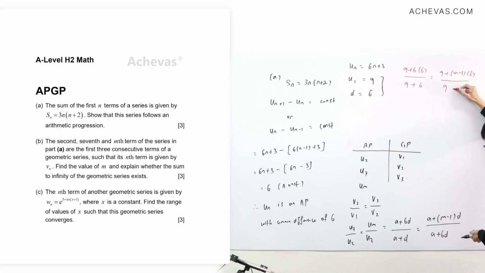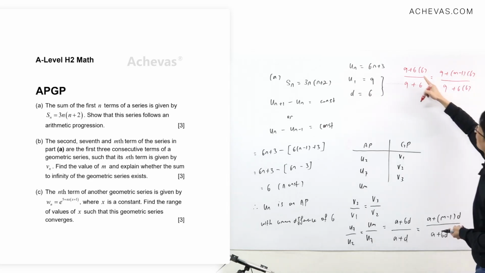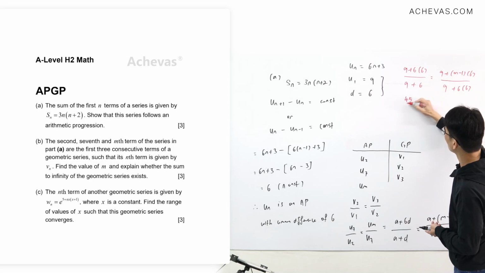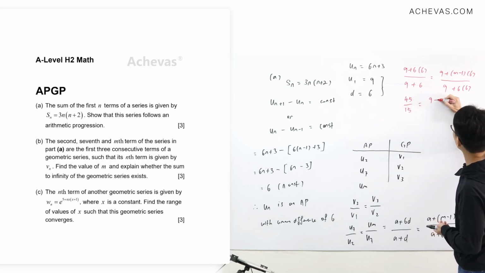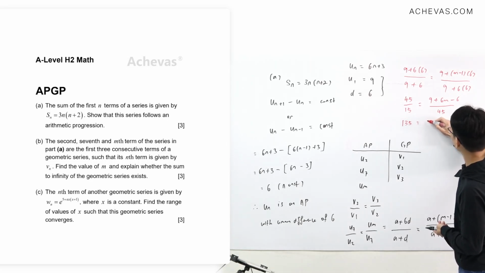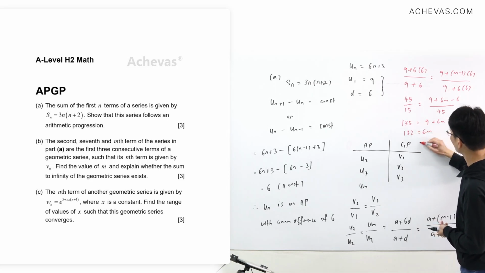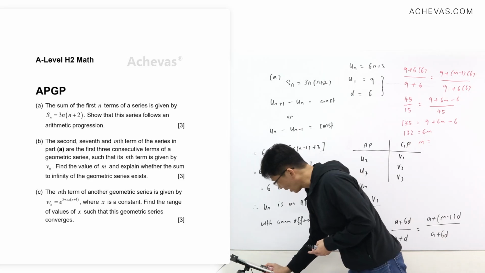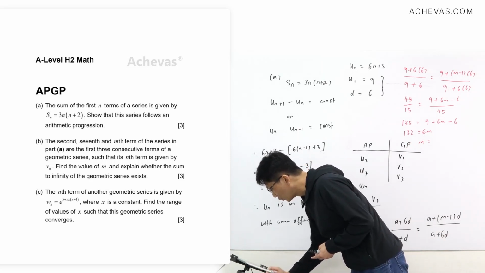This will just be (9 plus 6) times 6. So for the left hand side, this is 45 over 15. This is 9 plus 6n minus 6. This is 45. Let's do a bit of simplification. I will end up with 135 equal to 9 plus 6n minus 6. I will just get 132 equal to 6n, and solving for n, I will be able to get n equal to 22.